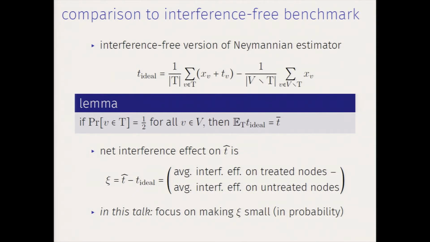The difference I'll denote by xi. It's the average interference effect on treated nodes minus the average interference effect on untreated nodes. In the talk, I'm just going to focus on making this quantity small in probability. In the paper, we actually focus on making the estimator itself close to the estimand.